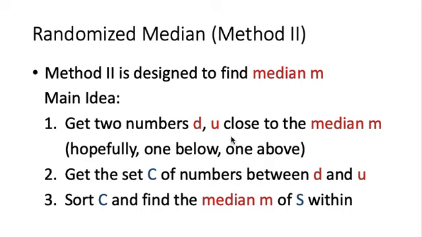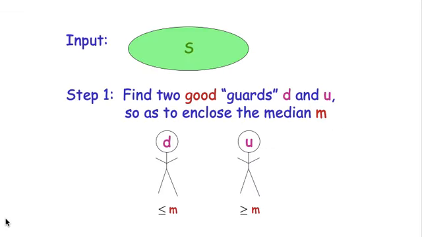Now because D and U are really close to the median, the set S, after filtering by this D and U so that we get the set C, will be really small. So when C is small, then we can sort C by brute force, or actually not by brute force, by any reasonable n log n time algorithm. And after that, we can find the median M of the original set S. So this is the basic idea.